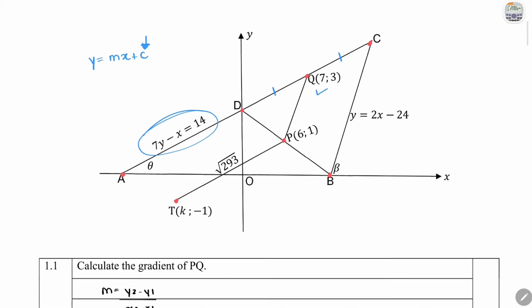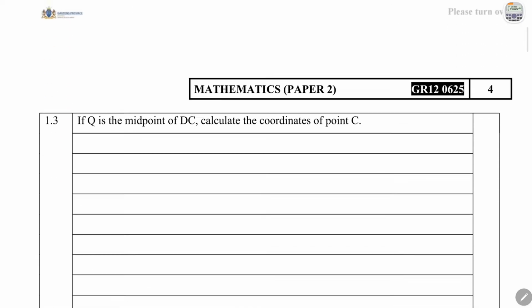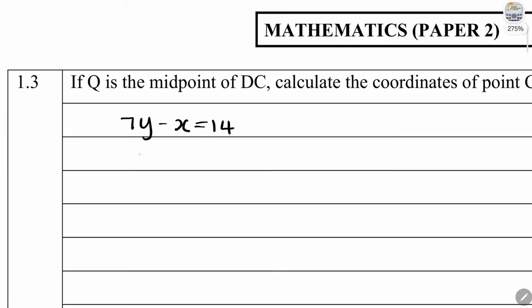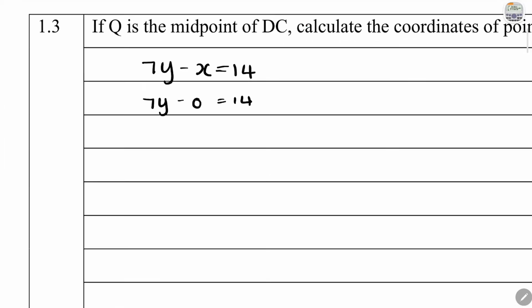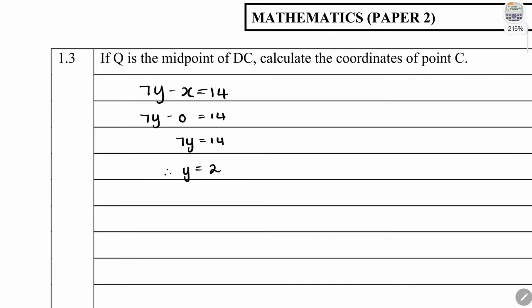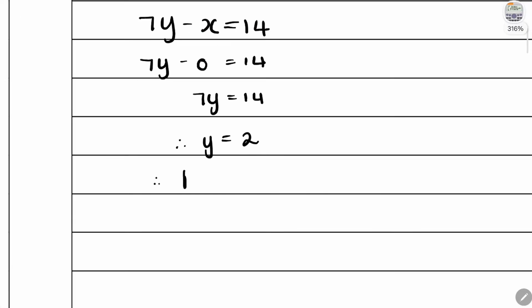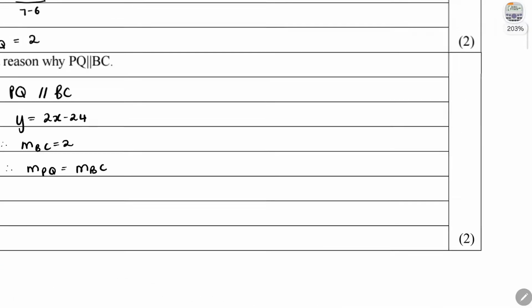Let's take that equation, 7y minus x equals 14, and let's make x equal to 0. So that's 7y minus 0 equals 14. 7y minus 0 is still 7y equals 14. And if you divide both sides by 7, y is finally equal to 2. So we can see what D is now. D is the y-intercept, (0, 2). And this will help us a lot.